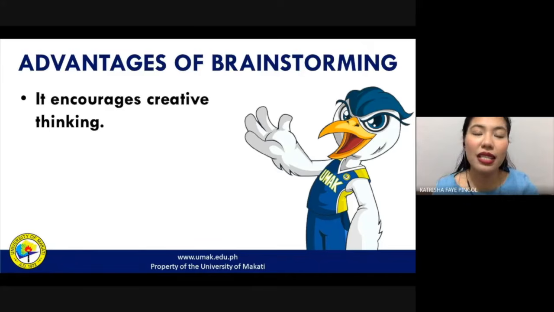The first one is it encourages creative thinking. Like what I have mentioned earlier, when it comes to brainstorming, what comes into your mind, you just list it down, even if you think that it's not related, but it's in your mind, you made that association that it could be connected, or you thought of that particular idea as you were looking at the topic. Okay, so there are no bounds. That's why it instills in us a sense of creative thinking.